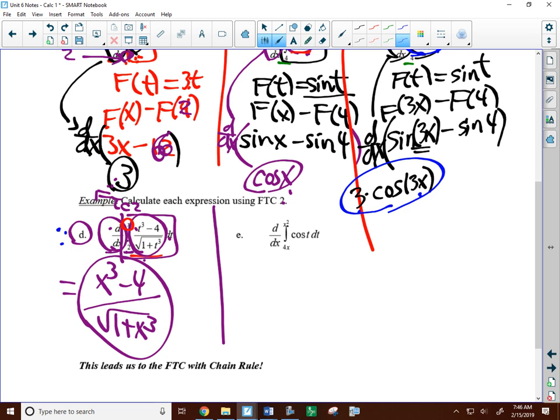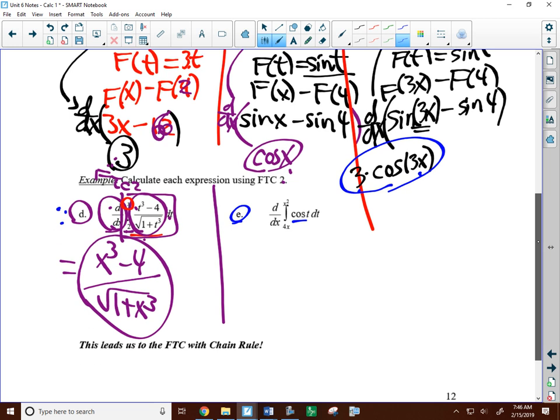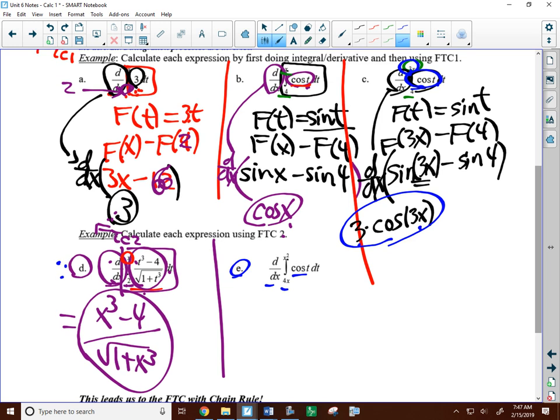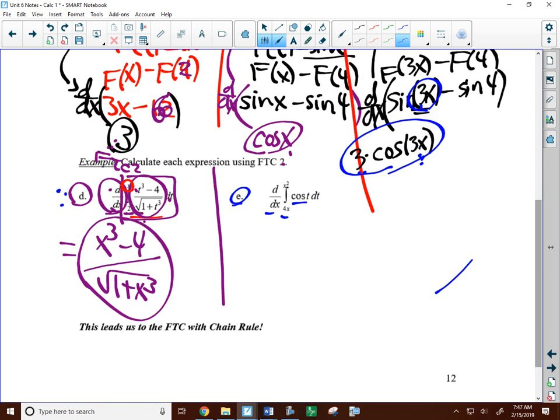So let's do E. It's the same function, cosine t. So let's see if we can do it just by FTC2. So we're going to trust that we're doing the derivative of this integral. All right, so what did we see up here? Well, you plug in the upper limit here, and then do the derivative and put it out front. So it's the same function, cosine, so we're going to do cosine. Plug in x squared, that's the upper limit, and then put the derivative of x squared out front, 2x. And that's the first part.